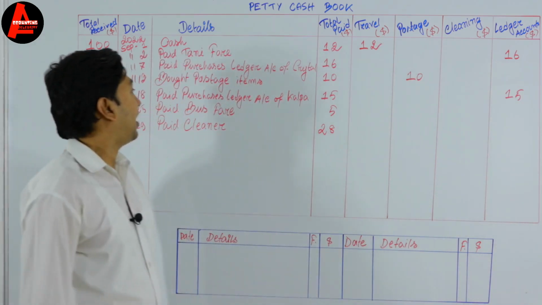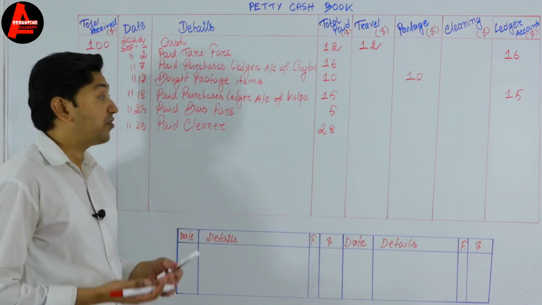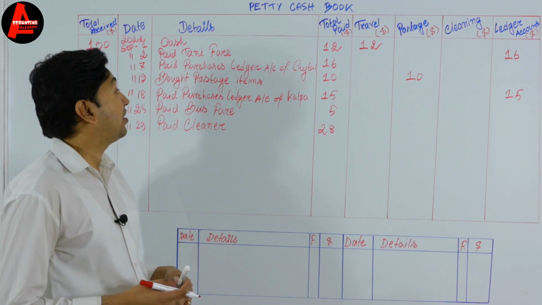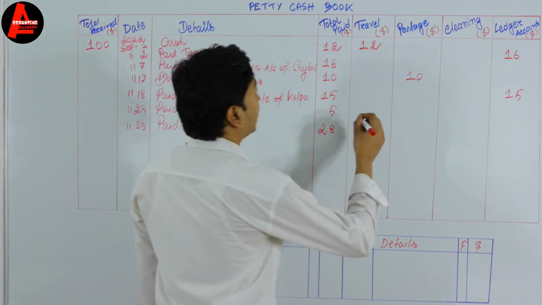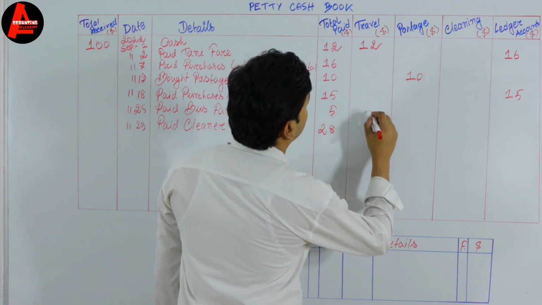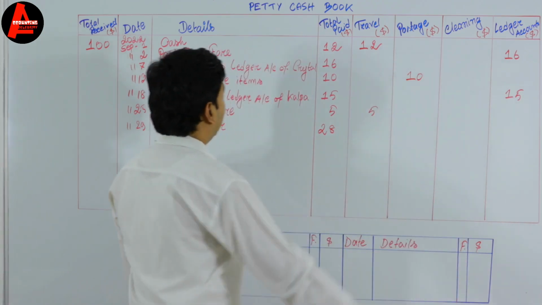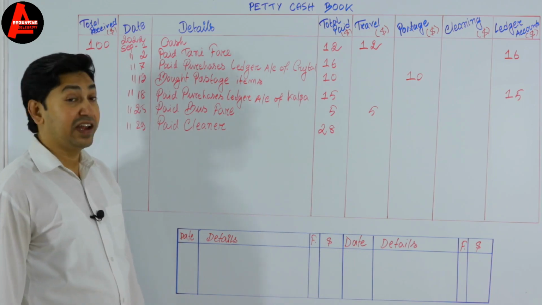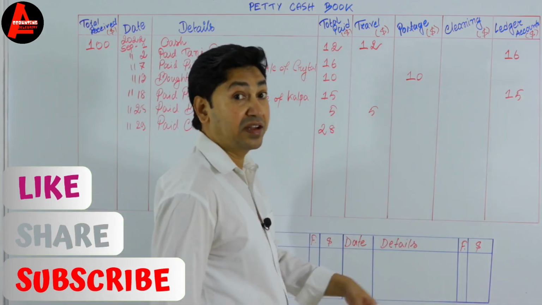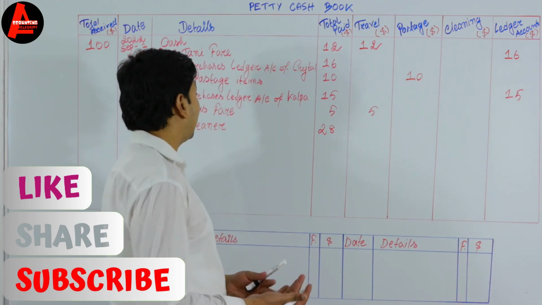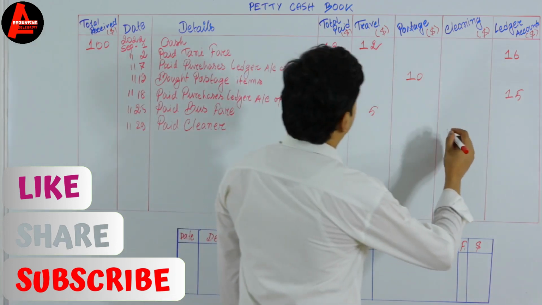Okay, great. Then we have here bus fare, again fare. So it will come to the travel column, right? So let us write this amount here, the $5 on the travel column. Okay, the last transaction is here cleaner. So cleaner, definitely it will be cleaning expenses as we paid to the cleaner. So let us write here $28.